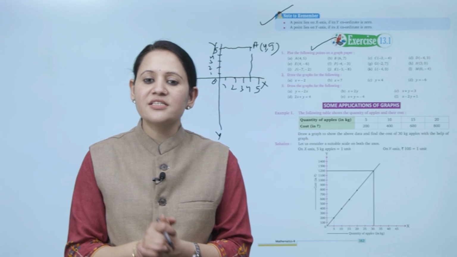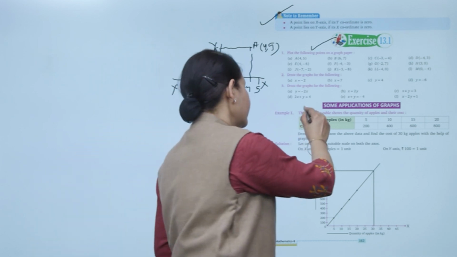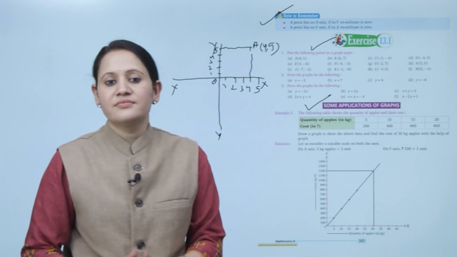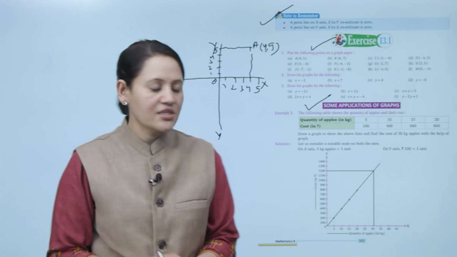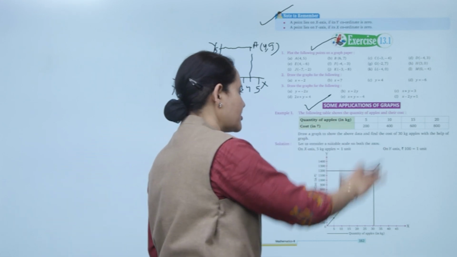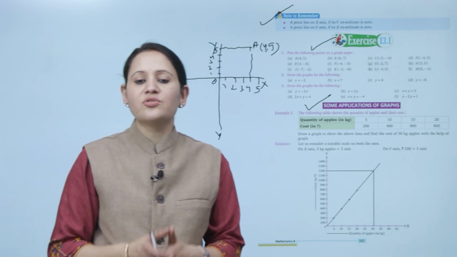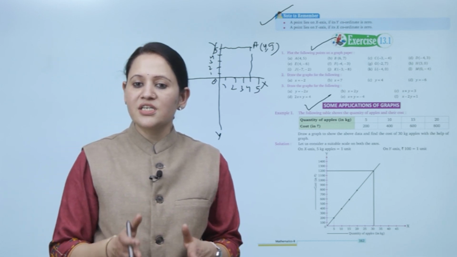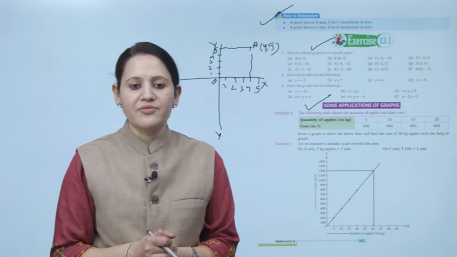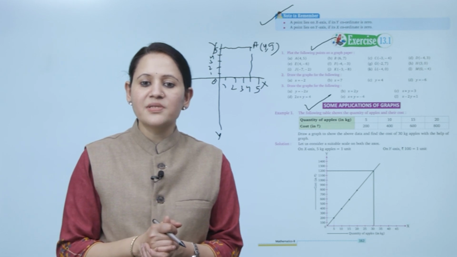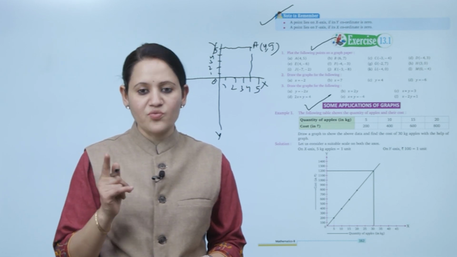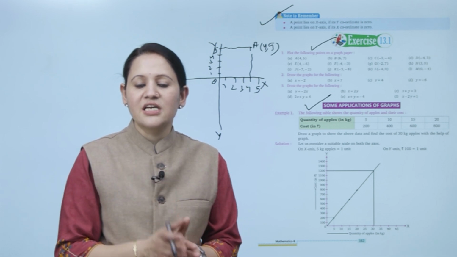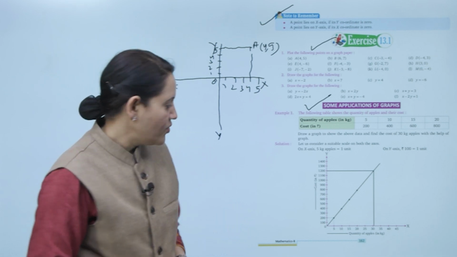Next is some application of graph. The following tables show the quantity of apple and their cost. Here the quantity is given and cost is given. Draw a graph to show the above data and find the cost of 30 kg apple with the help of graph. Let us consider a suitable scale for both the axes. On x-axis 5 kg apple is equal to 1 unit. On y-axis 100 rupees is equal to 1 unit.